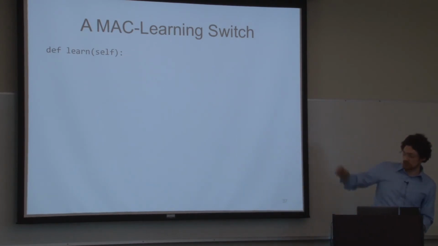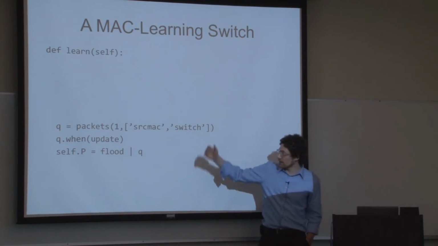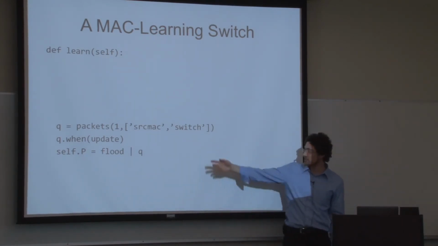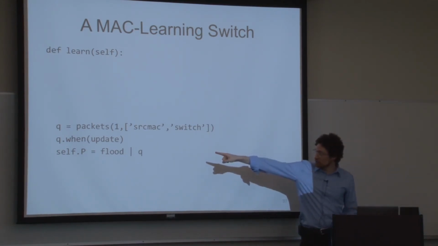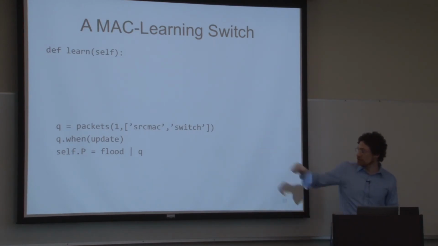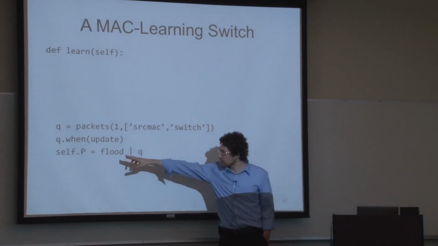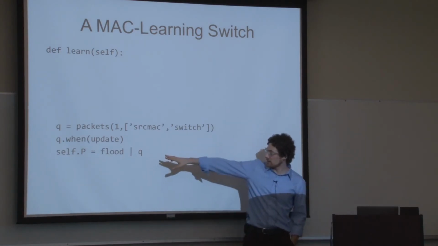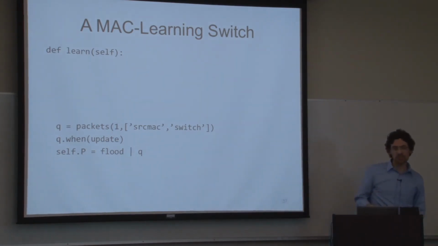Okay, so we're defining a learning switch. One of the things our learning switch is going to do is declare a query saying, hey, the first time I see a packet with a unique source MAC and switch combination, I'm going to keep a record of that packet. And what am I going to do when I get those packets? Well, I'm going to do some kind of update. Finally, what's the internal policy my dynamic policy is going to have? It's going to be flooding all packets at first, and at the same time forwarding all of the queried packets as per the query policy.